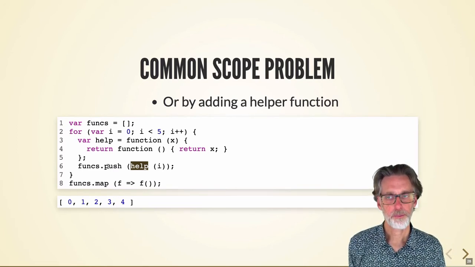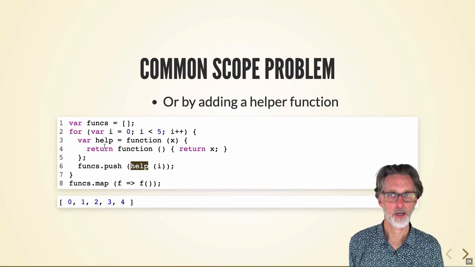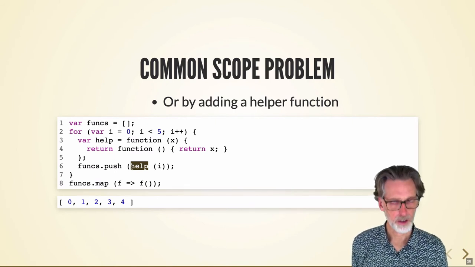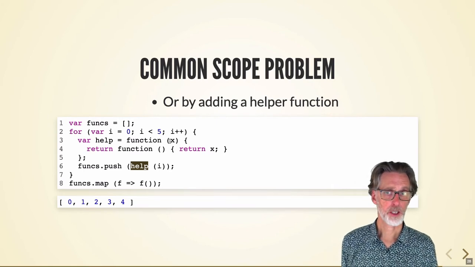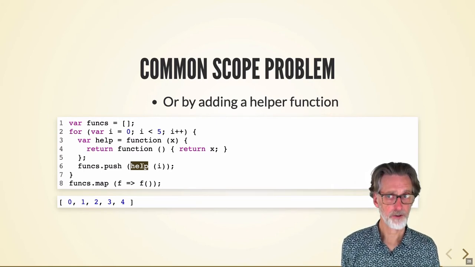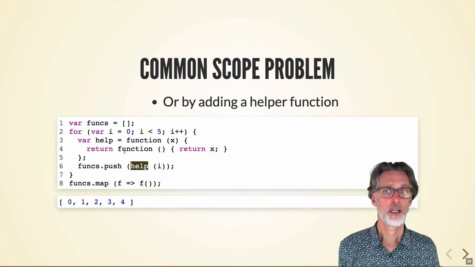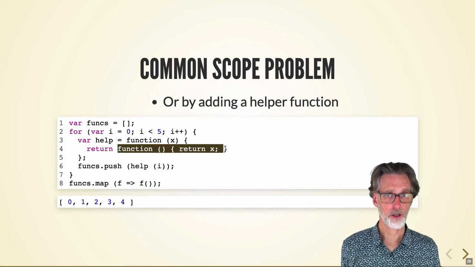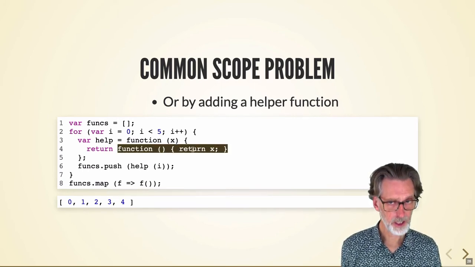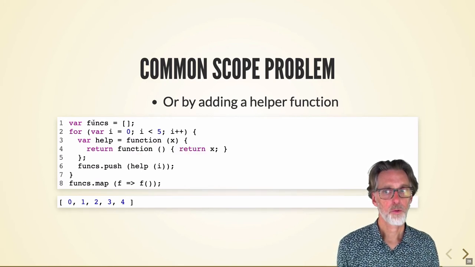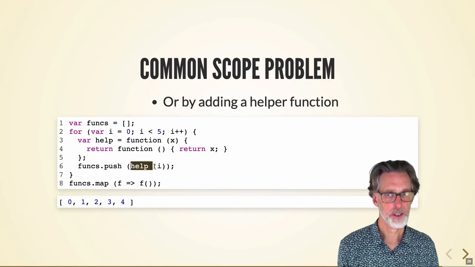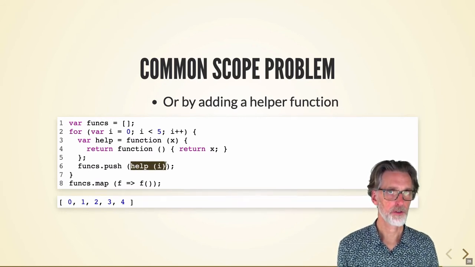Note that what's being pushed here into the funcs array is a closure, and that closure has the value associated for x at the point of call and the function which is being returned. So I'm returning a function here which returns x. So funcs is an array of functions, and what I'm pushing here is the result of the call to help, which is itself a function.